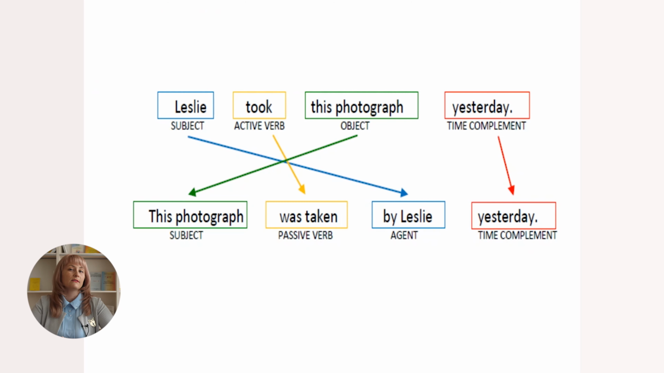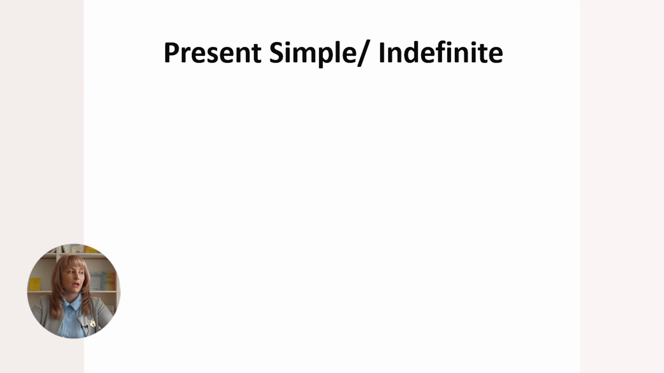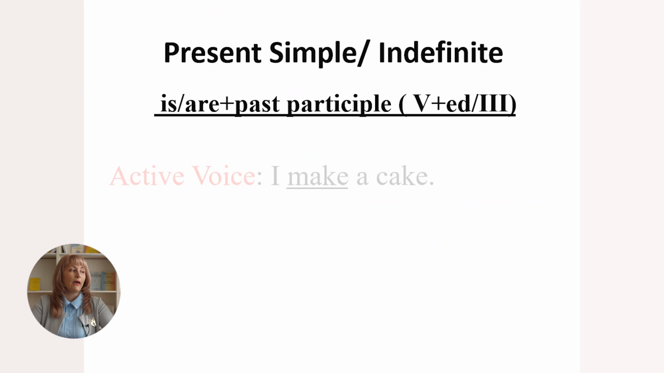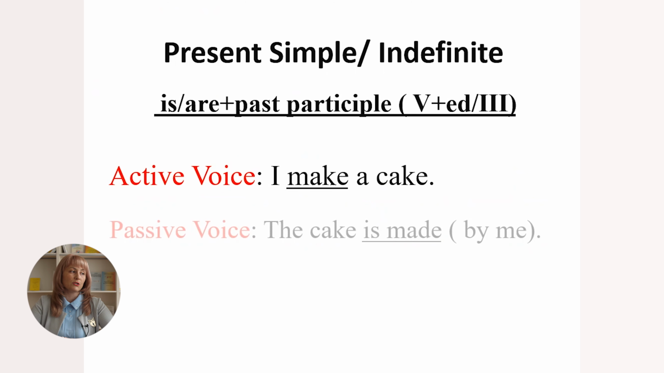Let's start with present simple or present indefinite. So, remember that present simple passive voice is formed with the help of is, are, that is to be, plus past participle with the ending ed or the third form of the irregular verb. Let's see. We have active voice. I make a cake, present simple. So let's see how it can be transformed into a passive one. The cake, this is the subject, is made by me. So we have present simple in passive voice.